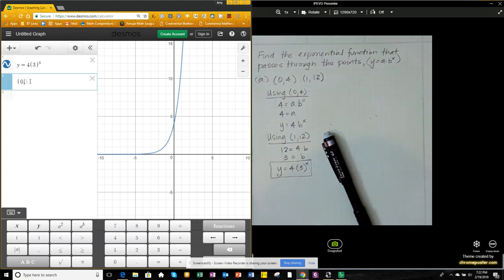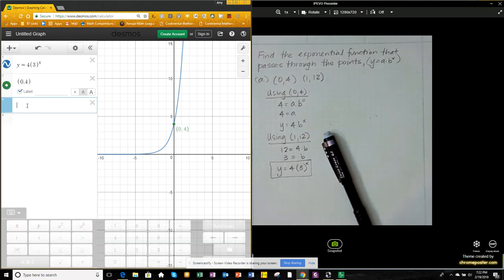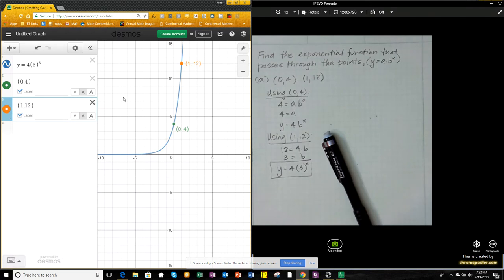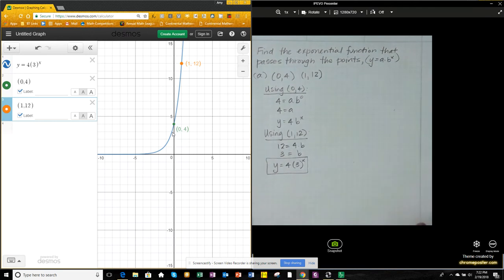We're going to go 0 comma 4. Oh, I like the look of that. And we're going to label that one. And let's plug in our other point, which was 1, 12. And we'll label that. And sure enough, look, our labels show us that our function does indeed pass through those two points. That worked out beautifully.